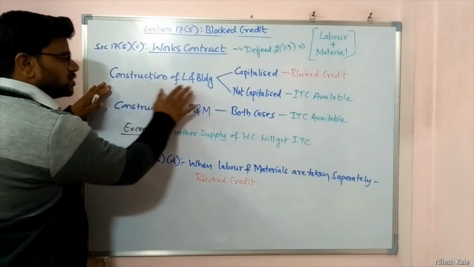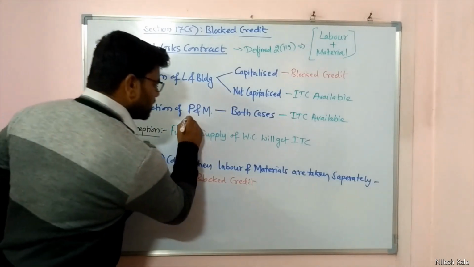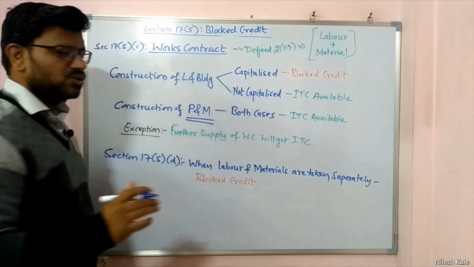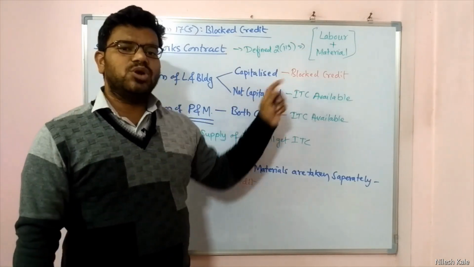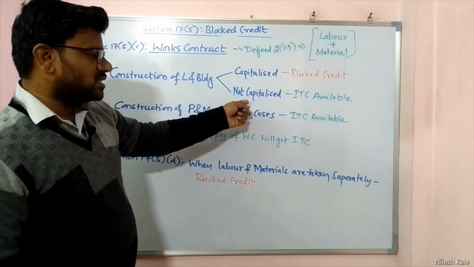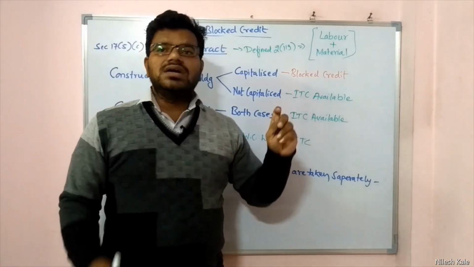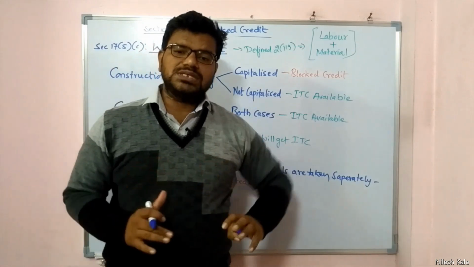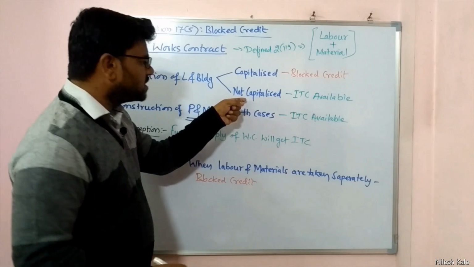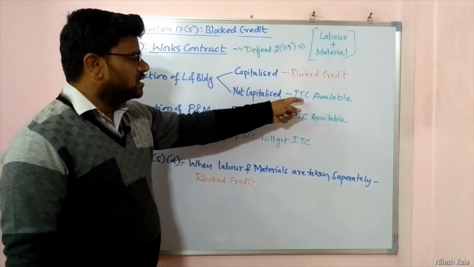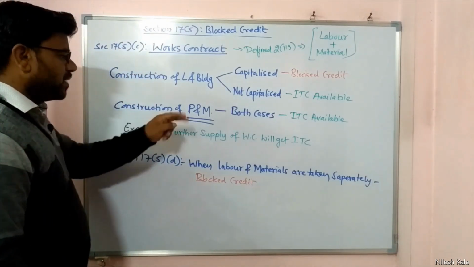For construction of land and building, the GST Act has completely defined plant and machinery separately from land and building. Please keep this in mind. For land and building, if it is capitalized in the books of accounts, then it is blocked credit, and if it is not capitalized, if it is shown as a small expenditure, then ITC is available. Like I have a building, office space, and I have made some minor repair works. I will not capitalize those minor repair works, and then I will avail the ITC. Hope you are understanding.